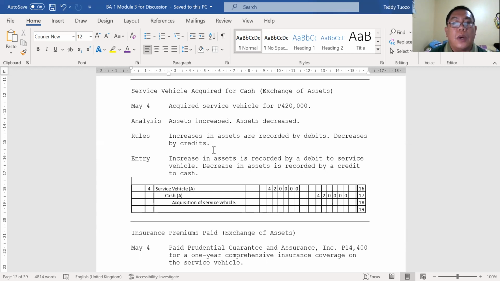Okay? So assets is increased. The value received here is the service vehicle. So the debit entry is service vehicle, and the credit entry is cash. Why cash credit? Because the cash account here is decreased, so the entry to the cash account is a credit. So the debit is 420,000 and the credit also 420,000.